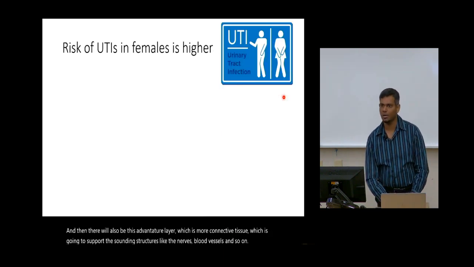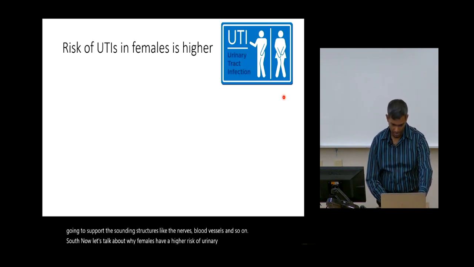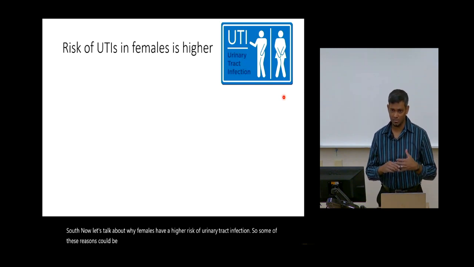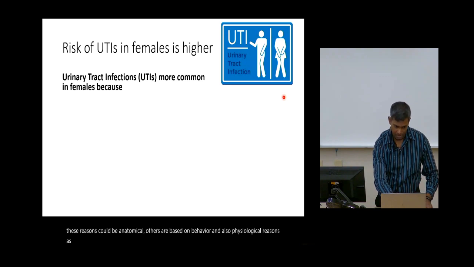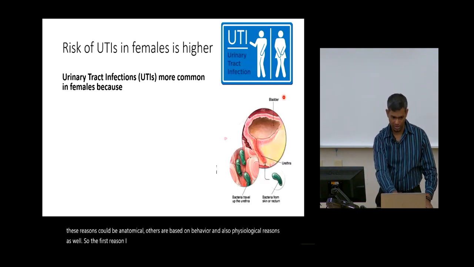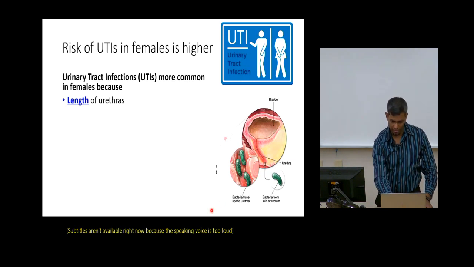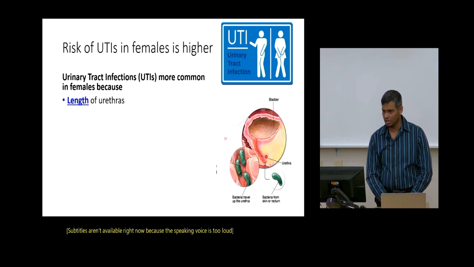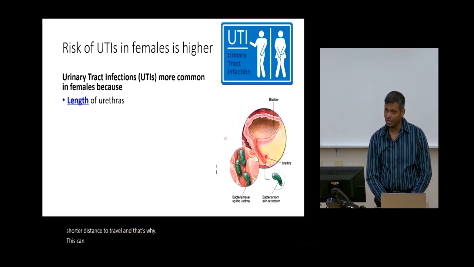So now let's talk about why females have a higher risk of urinary tract infection. Some of these reasons could be anatomical, others are based on behavior and also physiological reasons as well. The first reason I mentioned is an anatomical reason. We see that the length of the female urethra is much shorter, so if the bacteria were to invade this region, they have a much shorter distance to travel, right? And that's why this can increase the risk of urinary tract infection in females.